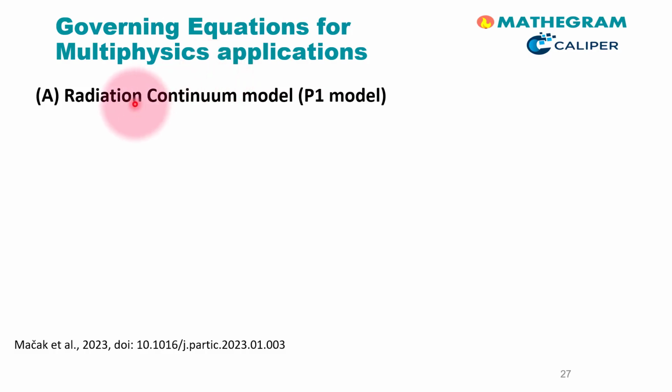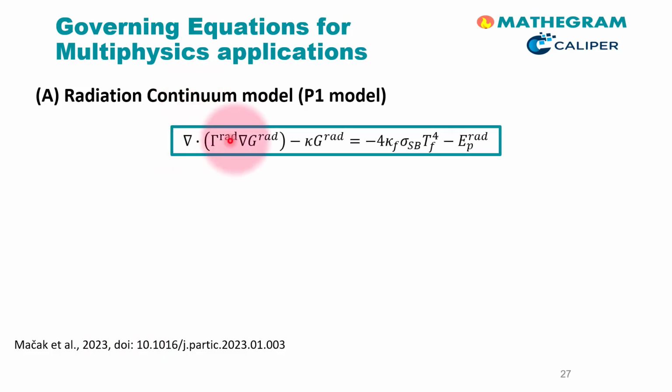A simple but often suitable radiation model is the P1 model, which was documented and applied to dense gas particle systems by Mačák et al. The P1 model is a continuum model that predicts the radiative intensity G in a multiphase system and which reads as shown here on this slide.